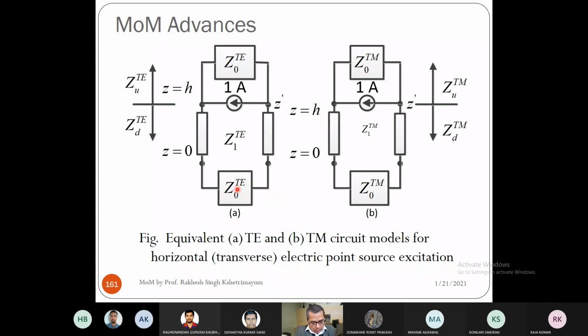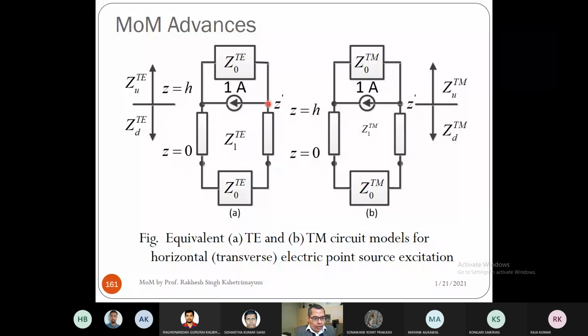When you send out a signal from your antenna, the antenna will see free space as having a specific impedance. That impedance is called the intrinsic impedance of free space. You can model free space by an impedance of 377 ohm. That is your eta naught. Eta naught is 377 ohm. So you can replace the free space by an impedance of 377 ohm, Z naught T.